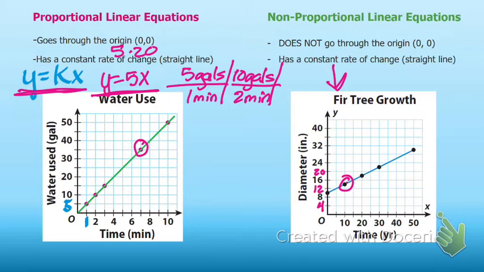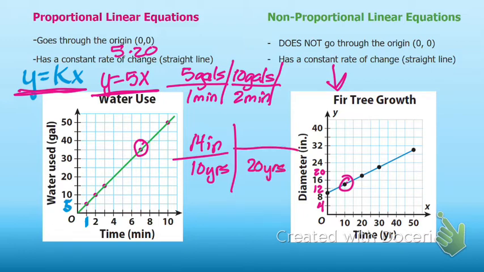So we're talking about a fir tree. The diameter is how wide it goes across through the center of the tree. So we're trying to figure out how many inches does that diameter grow per year. So after 10 years, how big is it? 14. 14 inches. Yeah. That's in 10 years. Okay, let's do the 20. 20 years. What is it? 18 inches.